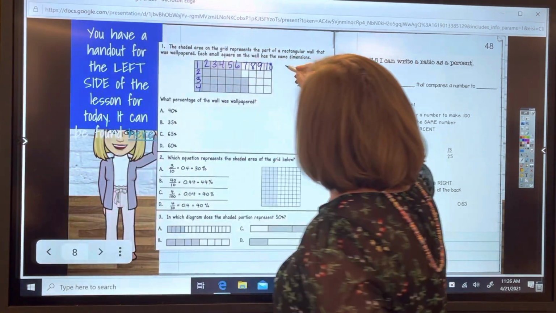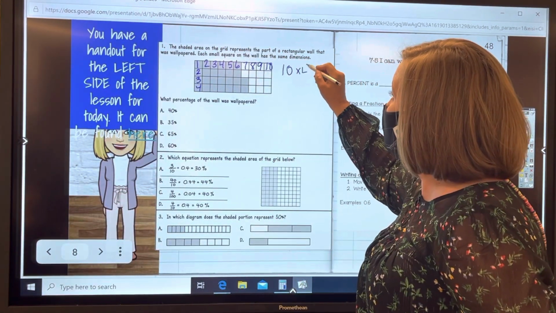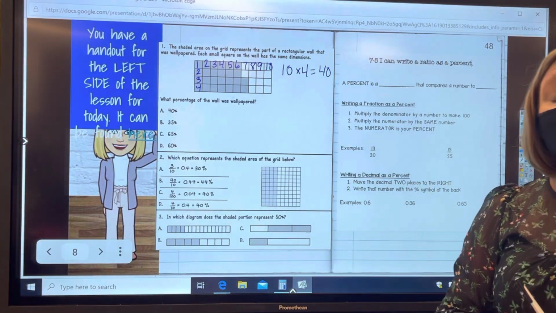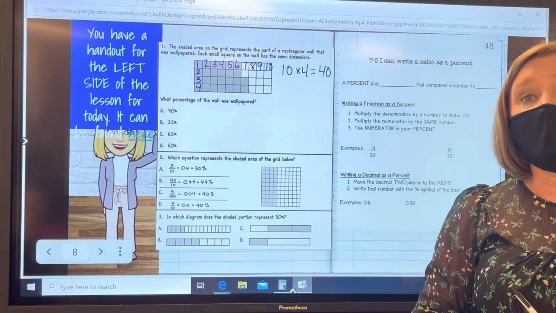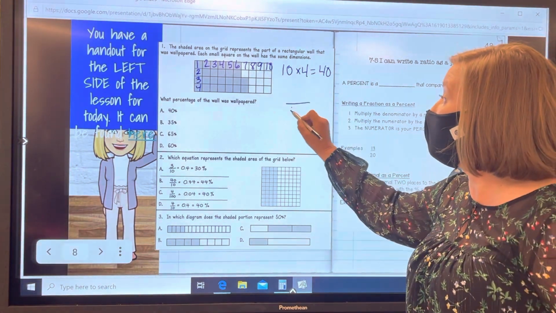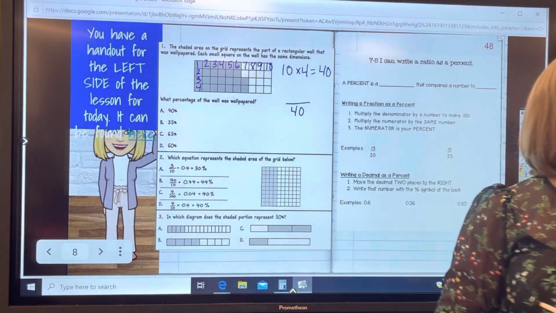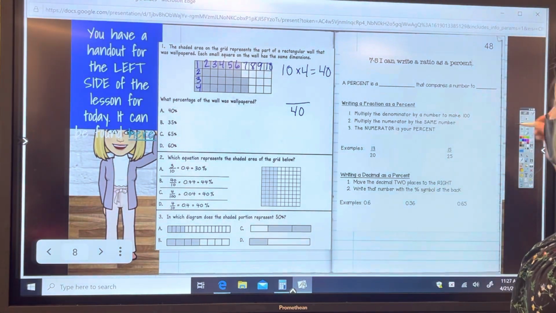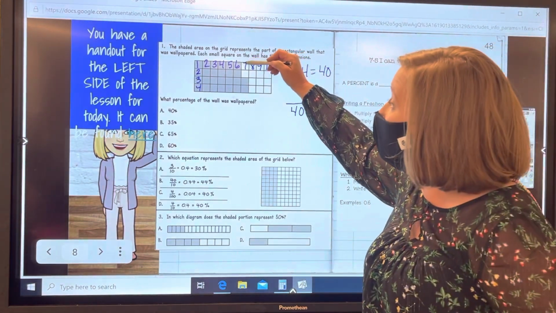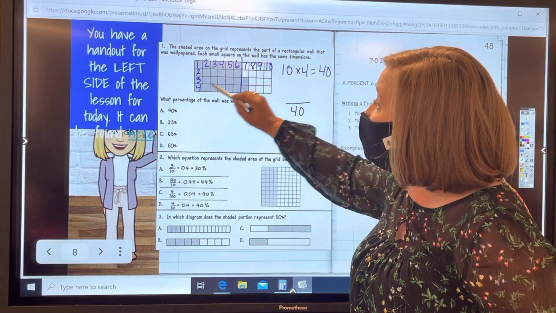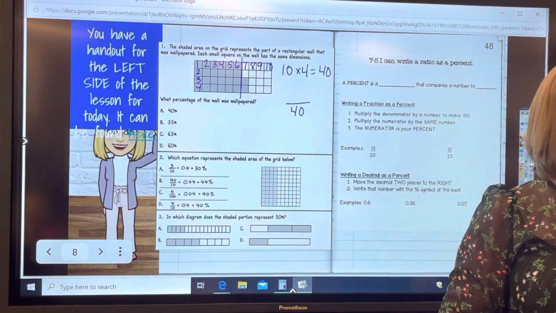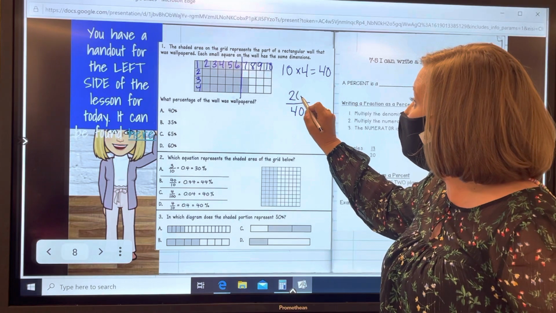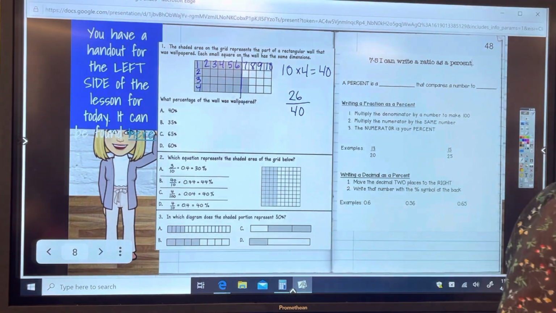All right, we have 10 across and we have 4 down. So we have a total of 40 squares. We have a total of 40. So my 40 is going to go in the bottom of my fraction. Okay? Now, let's see how many are shaded. Well, if we look here, 4 times 6 is what? 24. 25, 26. Okay?